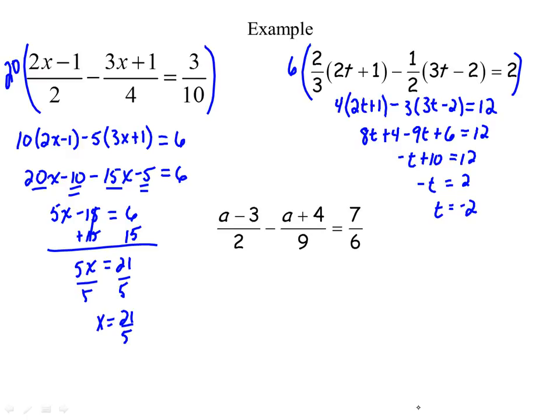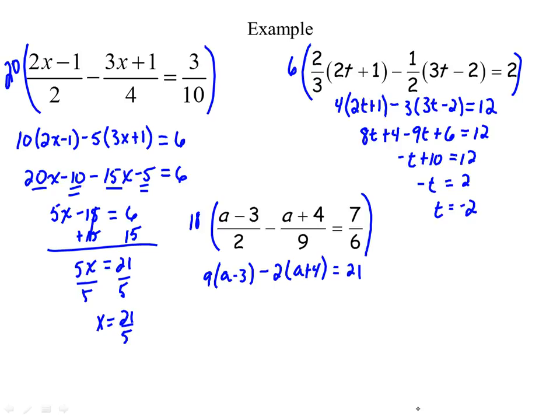Alright, let's see if you can do the one on the bottom. If you want to get in your groups, you can. So let's see how we did. What did you use for the LCM? 18. Good job. Alright, so 2 will go into 18 9 times. And so we'll have 9 times a minus 3. Minus 9 will go into 18 2 times. So we'll have a plus 4. And then 6 will go into 18 3 times, and 3 times 7 is going to be 21.